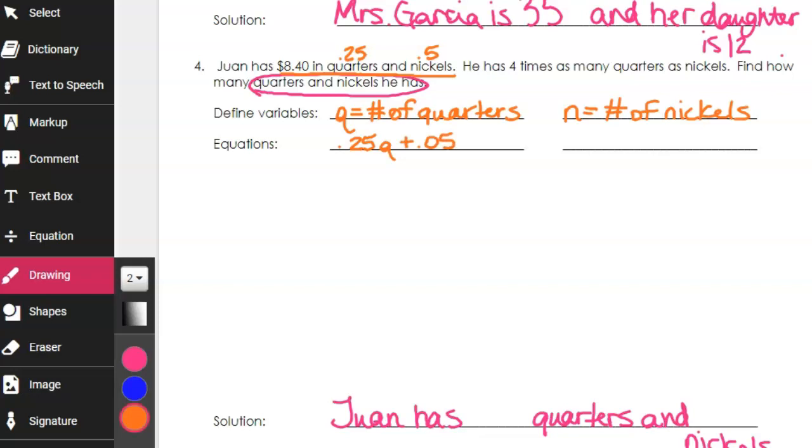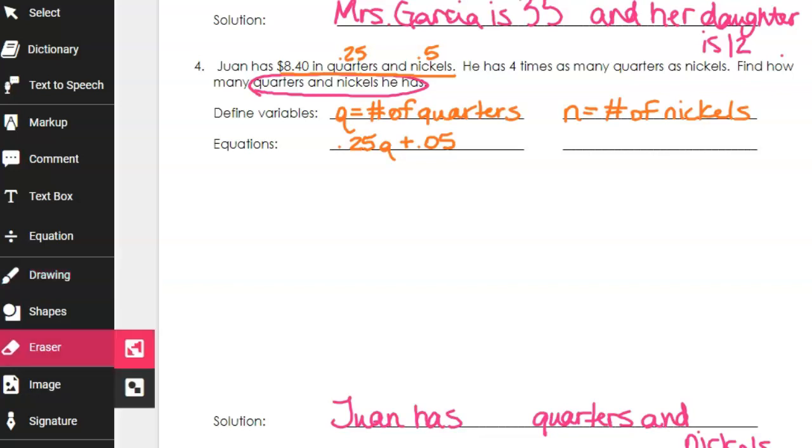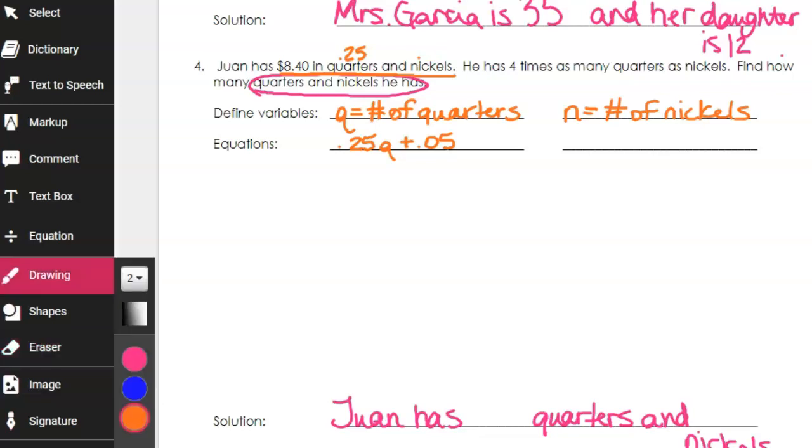Should nickels be 0.5 or 0.05 for their monetary value? They should be 0.05. What is 0.5? How much is that? That's 50 cents. I don't want 50 cents. I want 5 cents. So be careful about that. 5 cents per nickel, and that equals $8.40 for his amount of money.